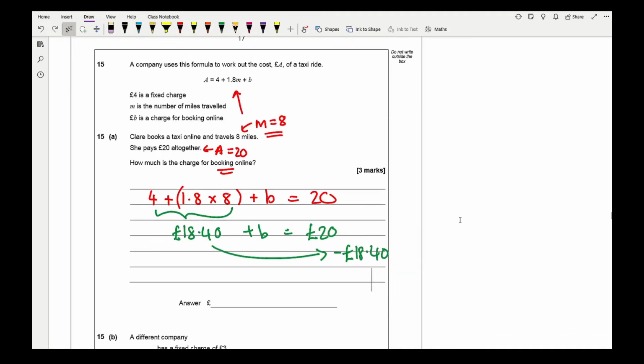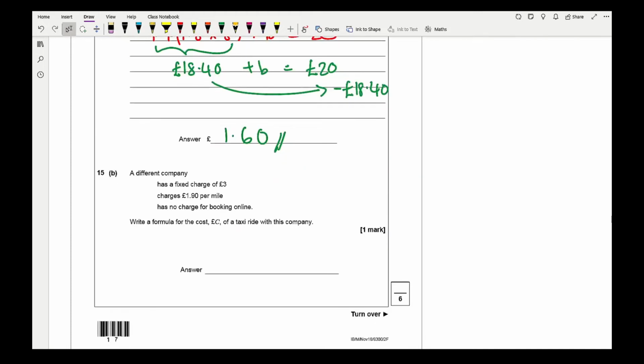And so that means that the booking charge is going to be £1.60. And there is the final answer. So it says that a different company has a fixed charge of £3, charges £1.90 per mile, and there's no booking charge for booking online. And the question says, write down a formula for C.